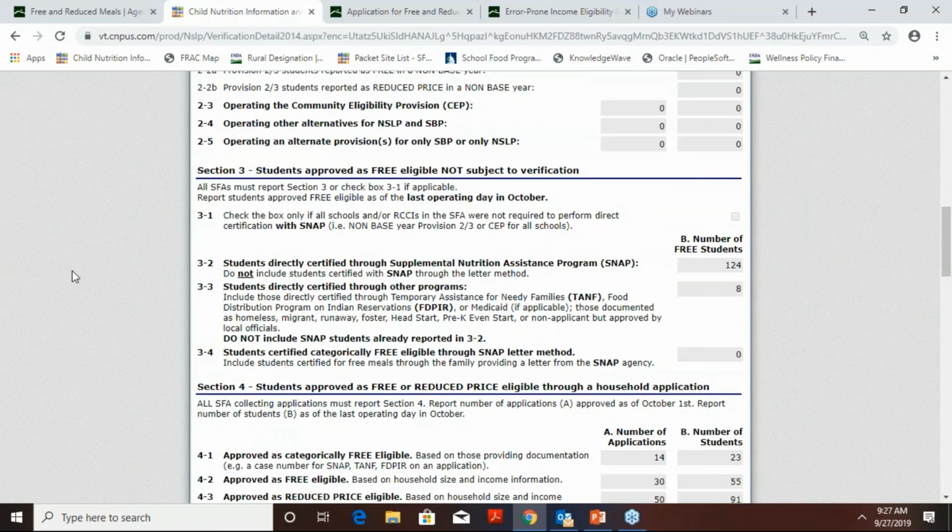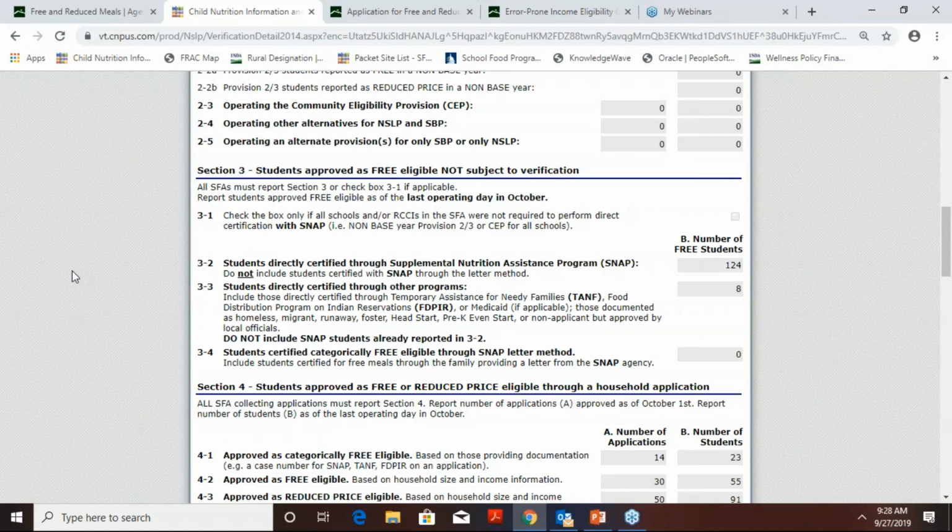So in the section 3 that we just went over, when you're reporting the number of kids directly certified, it's going to be as of the last operating day in October. So that's not based on that October 1st date.